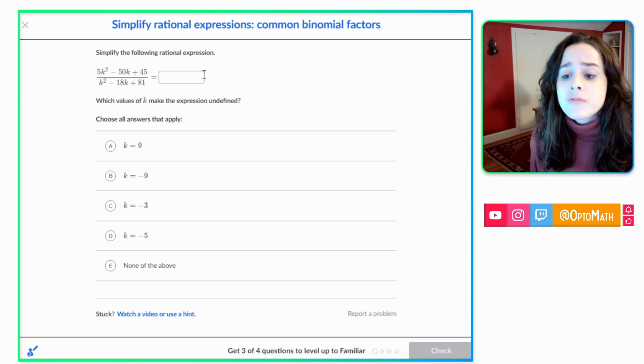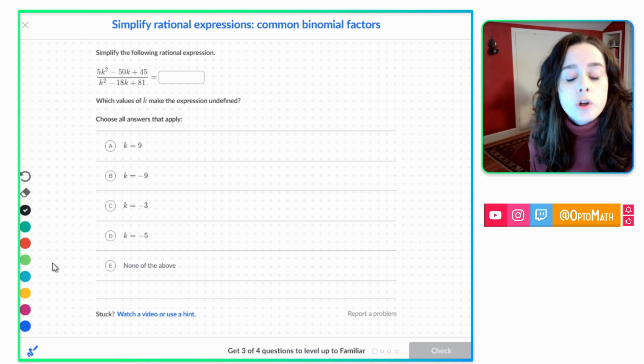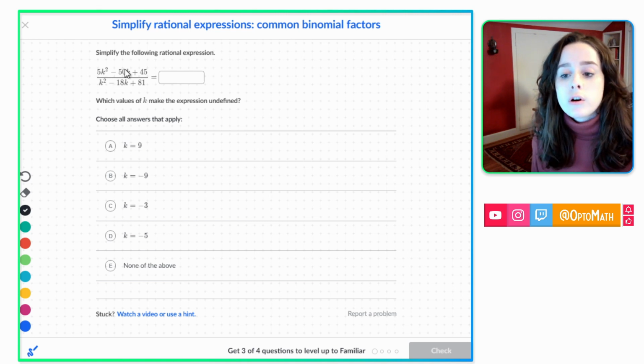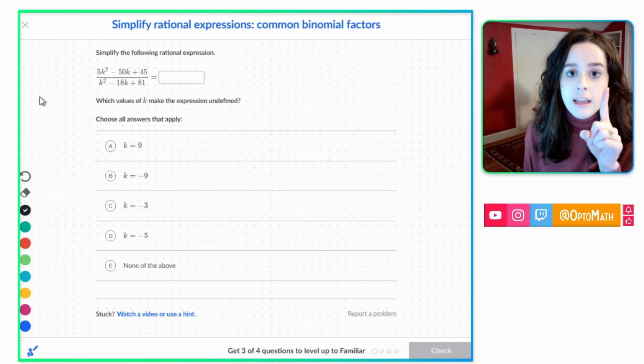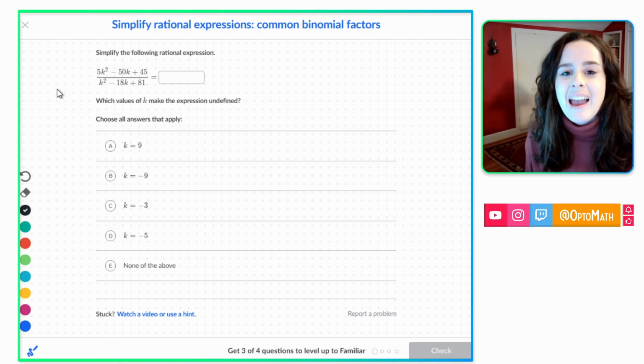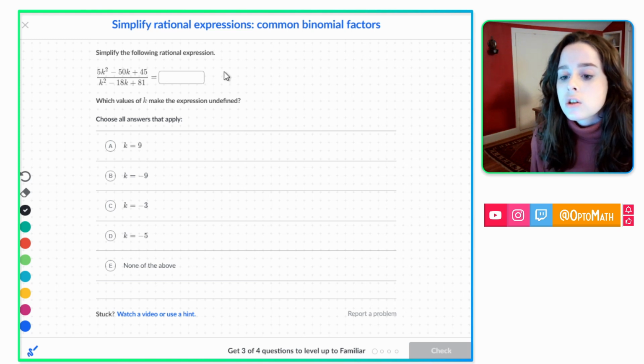Okay, number one says simplify the following rational expression, and we've got a trinomial as the numerator and the denominator. So we do want to look for a GCF to start out, and we always try to do that. And we do have a GCF of 5 for our numerator, which is great because that makes our numerator a trinomial of a equals 1. So our k squared coefficient is going to be 1 when we factor out our 5, which is great. So let's go ahead and rewrite that with our 5 factored out in the numerator.